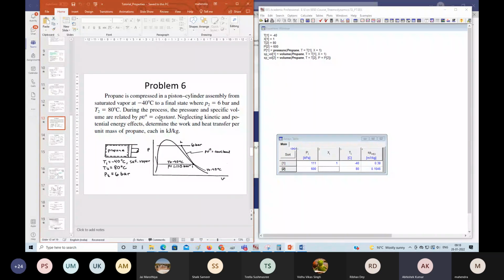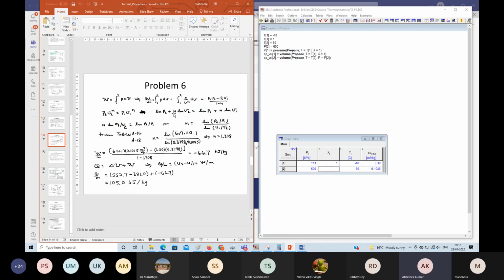PV^n equal to constant. Yes, PV^n equal to constant. That means it is a polytropic process, you need to calculate the n value. Here we don't know the n value. How we have calculated it, I think you remember this question, we have practiced very well. By this process, we will be finding it out.